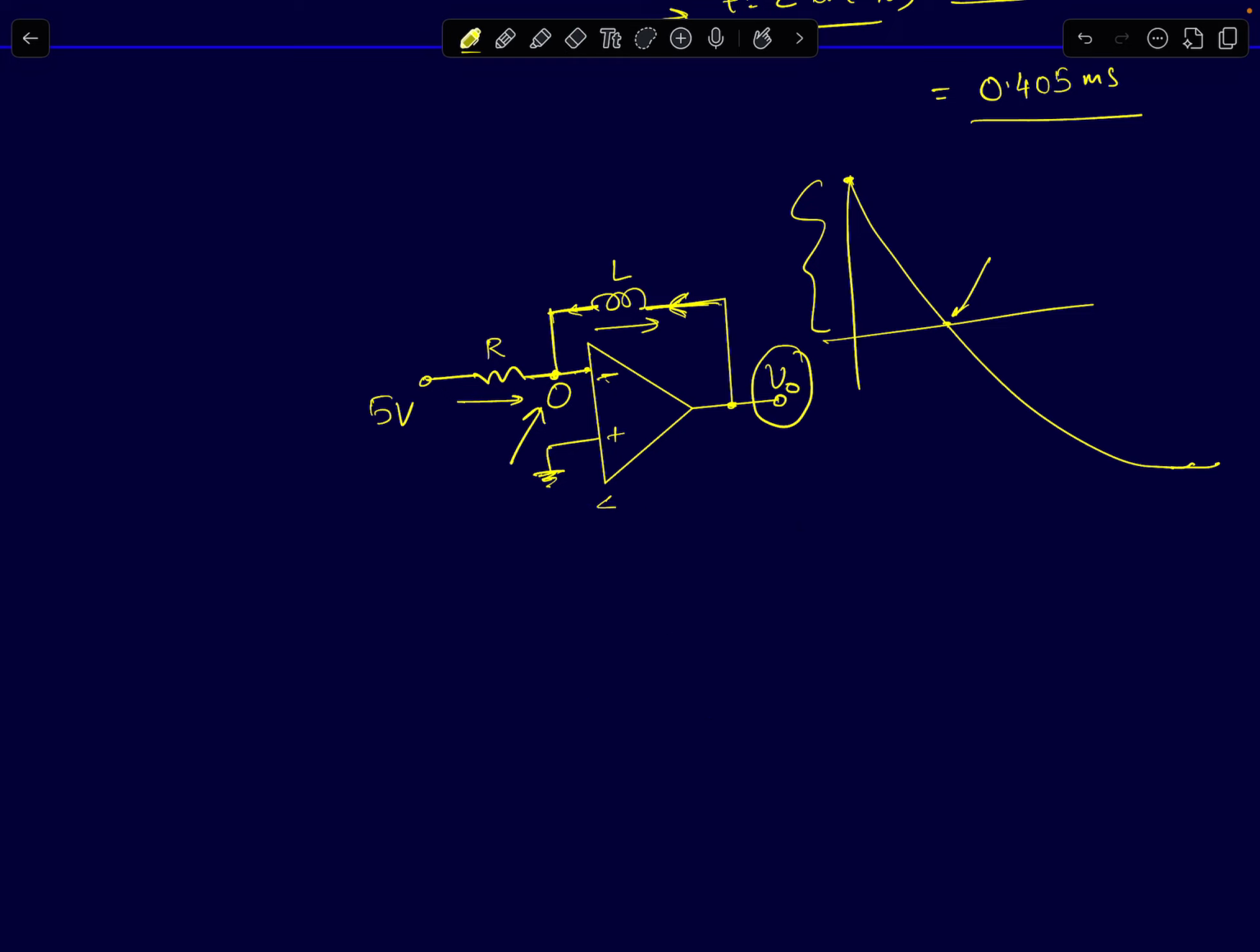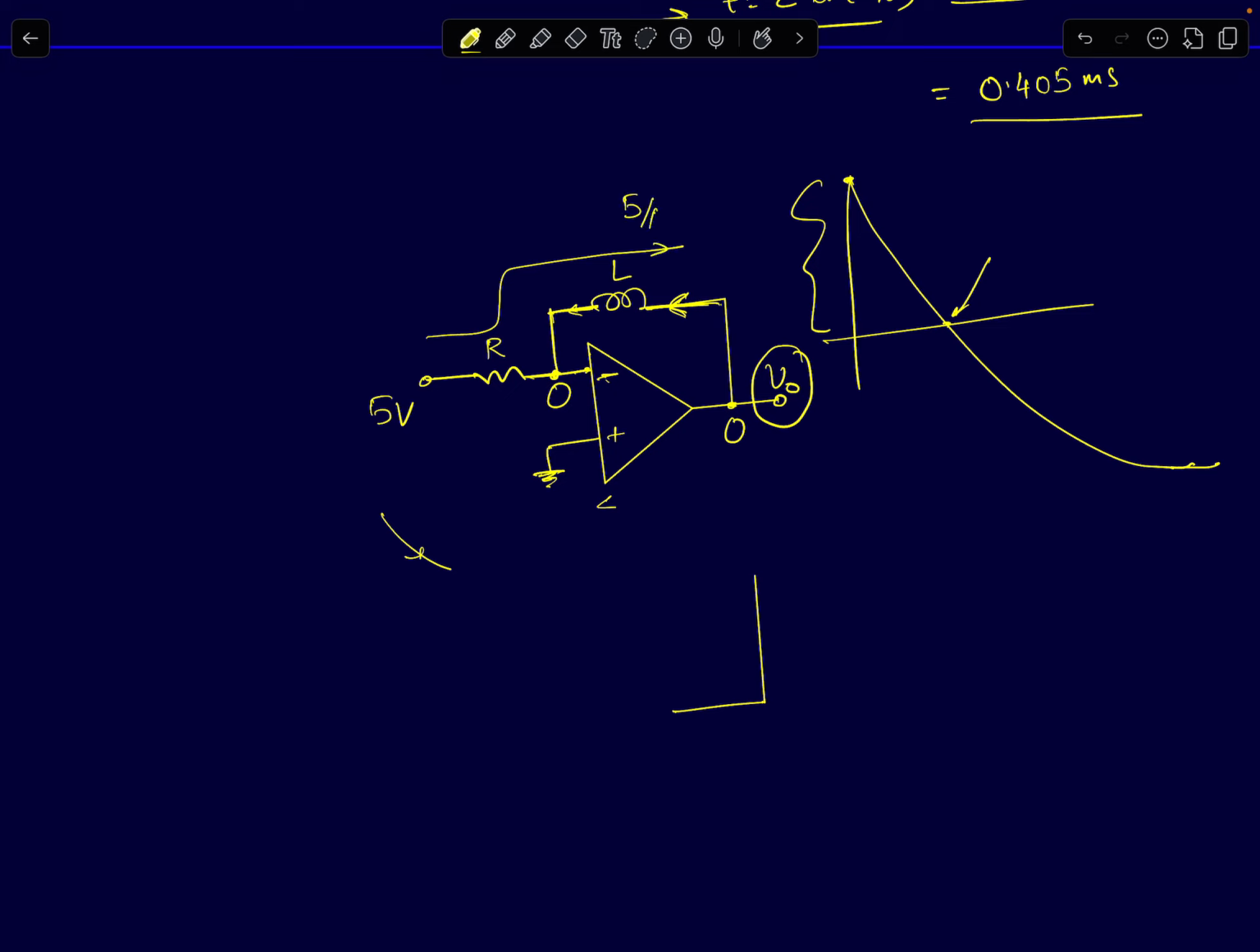So when the node voltage Vx goes slightly lower than 0, your output voltage will start rising from minus 10. It will try to reach plus 10, but as it increases and reaches 0, the voltage across the inductor will come to 0. When the voltage across the inductor comes to 0, the current can no longer change. At that point, the inductor was carrying a current of value 5 by R, right?